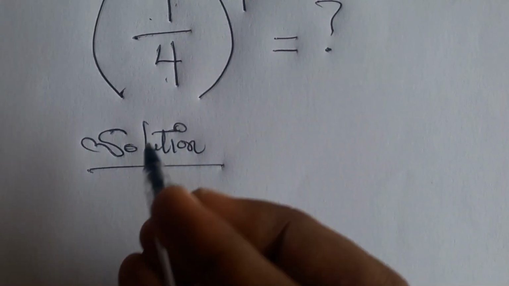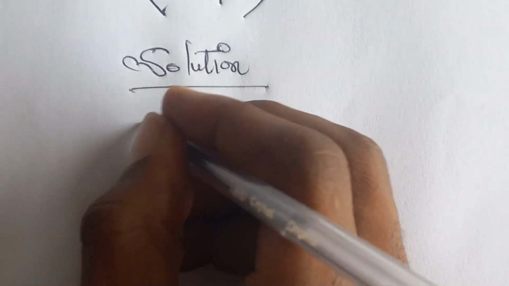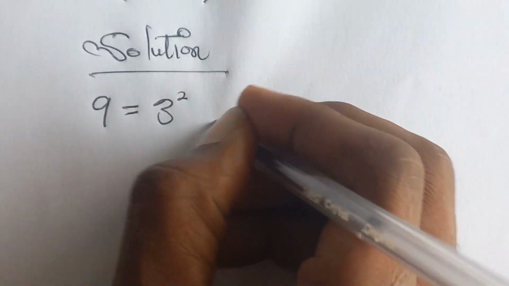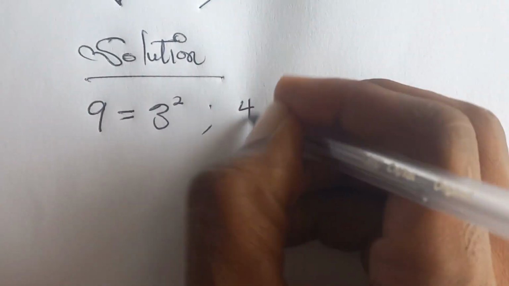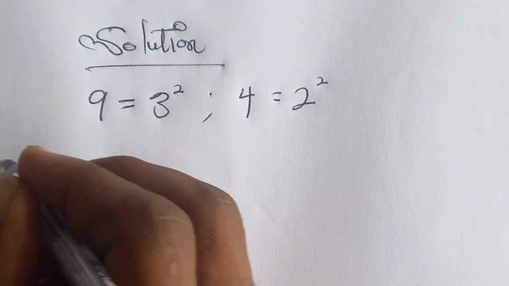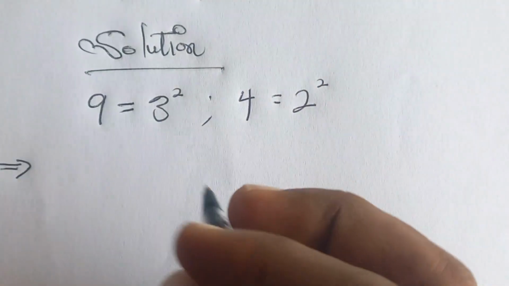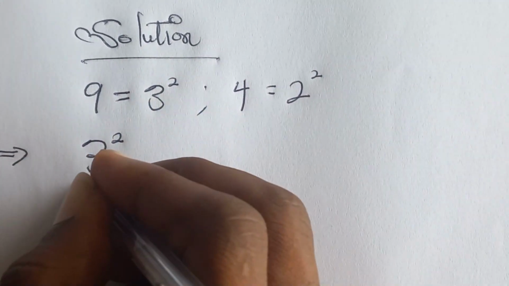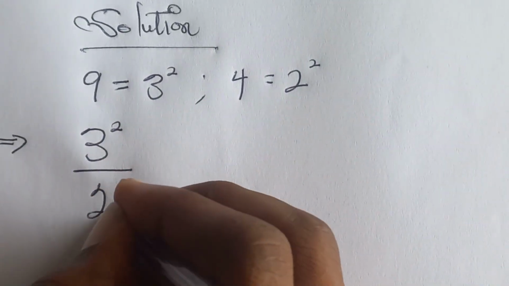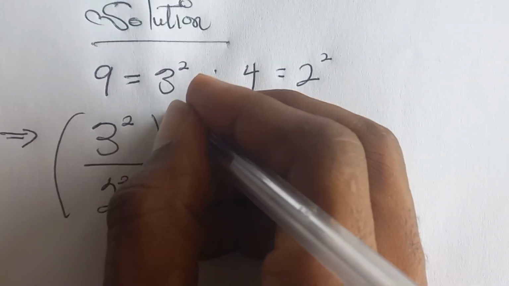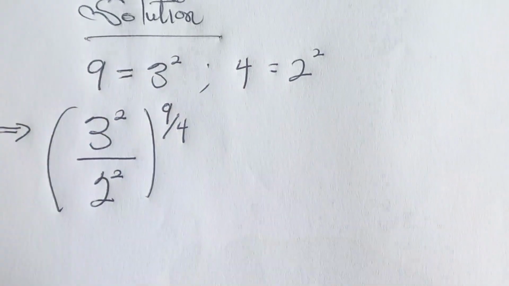So before we start, let's see 9. We can see that we can express 9 as 3 squared, okay? And also 4, we can express it as 2 squared. Okay, so let's rewrite our expression. So it's going to be (3 squared over 2 squared) exponent 9 over 4, like this.